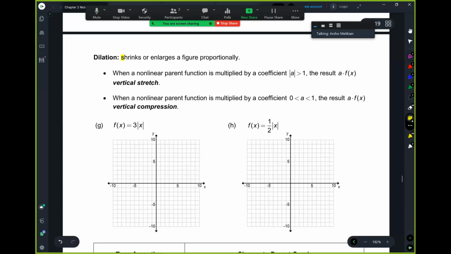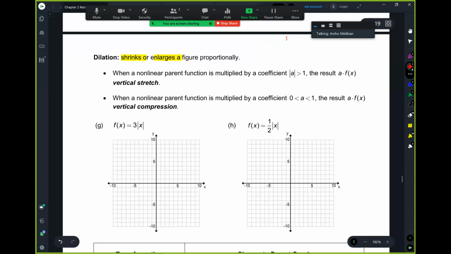Okay, what about a dilation? A dilation basically shrinks or enlarges the figure proportionally. And when you think of a dilation, look at me for a minute. Imagine you've got like the absolute value graph. Now imagine you've got like a piece of string attached to it. And imagine you hold on to those strings and you pull up or you compress. That's what we're talking about, okay? A vertical stretch or a vertical compression.